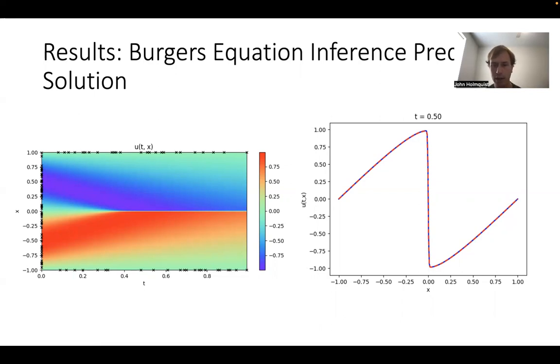It's just showing the value of the function u at a specific value of t. In this case, it's 0.5 for every value of x. The blue is the actual values and the red is the predicted values. And you can see that they match up really, really closely. So this model is performing well.